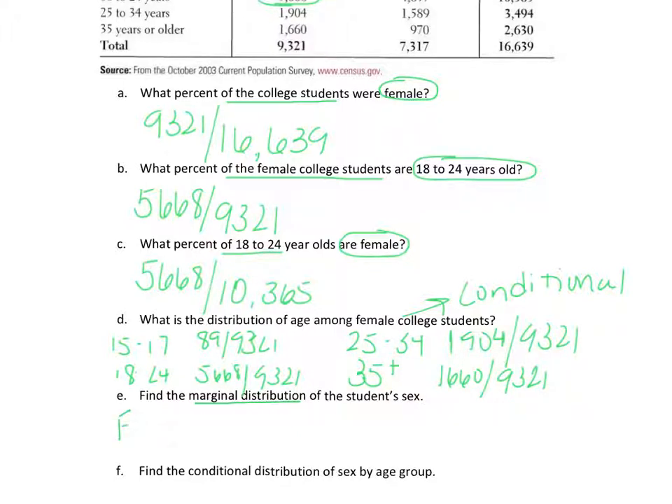So we have our females, which are 9321 out of the 16,639. And then the males, which are 7317 out of that same 16,639. Okay, and that's a marginal distribution. It focuses on only one variable.